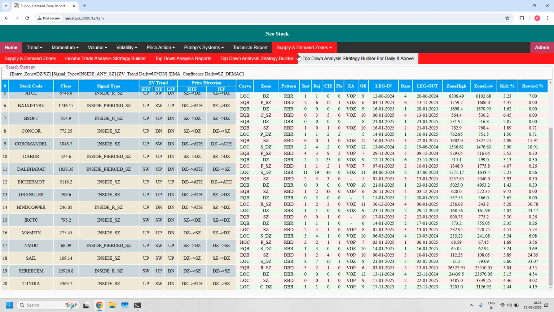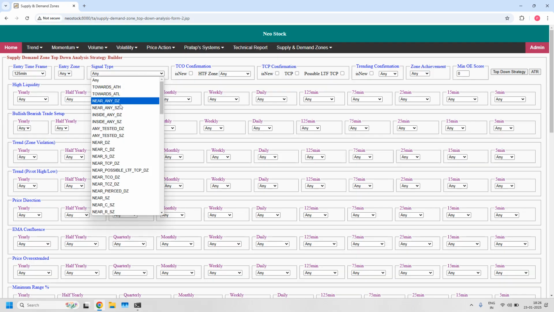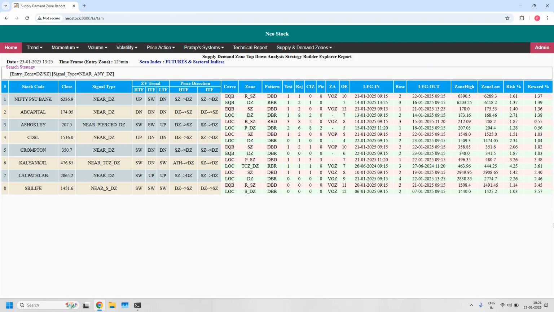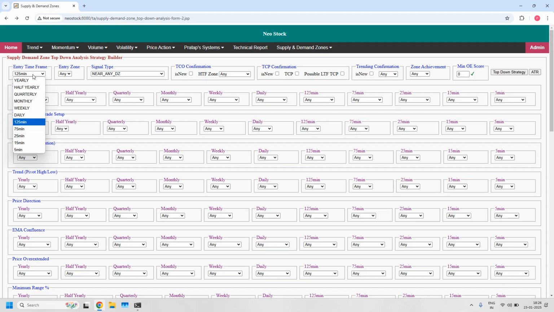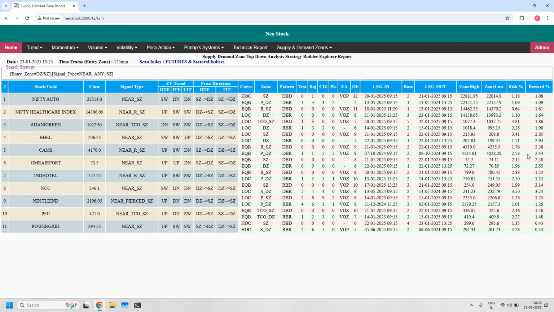Next time frame is 125 minutes. Stocks near 125 minutes demand zone. We got 8 stocks. Next, 125 minutes time frame, stocks near 125 minutes supply zone. We got 11 stocks.